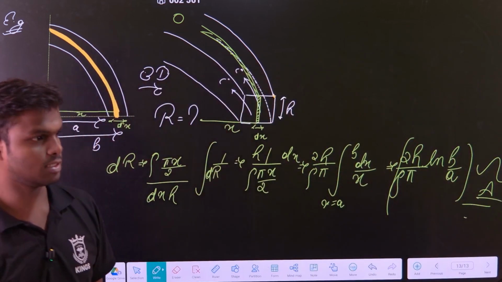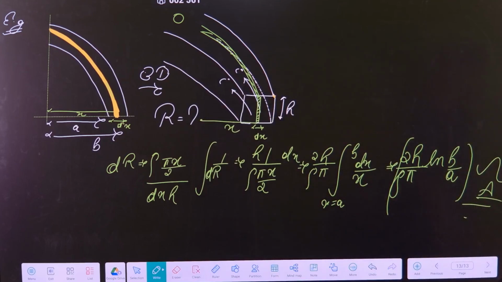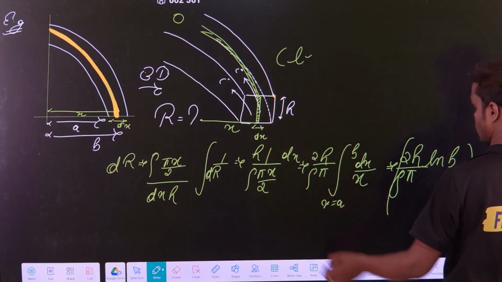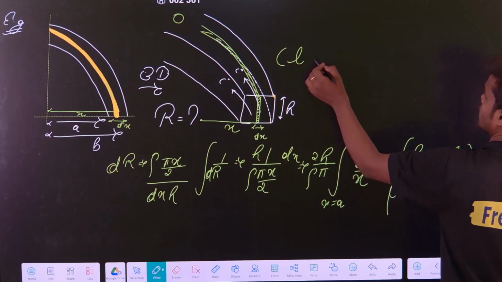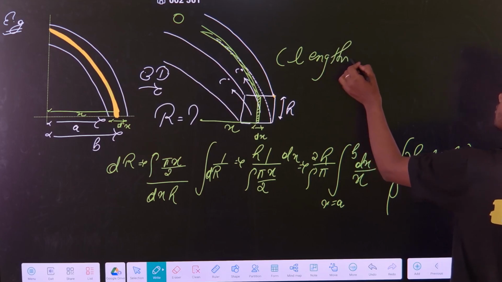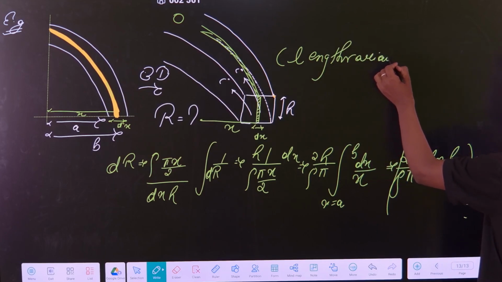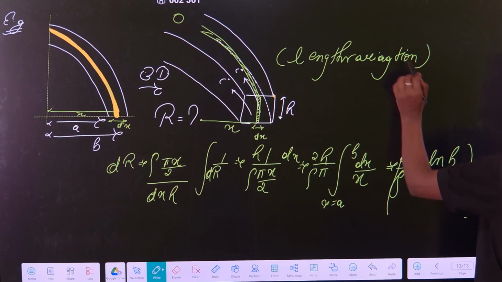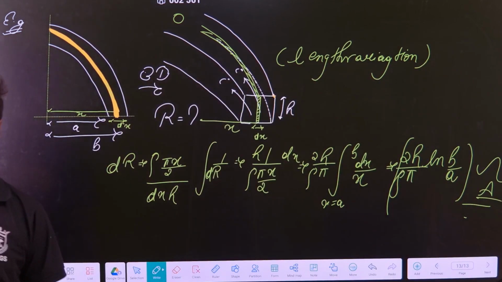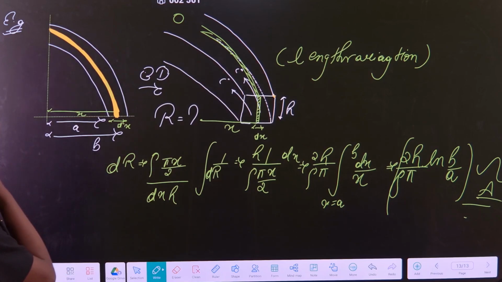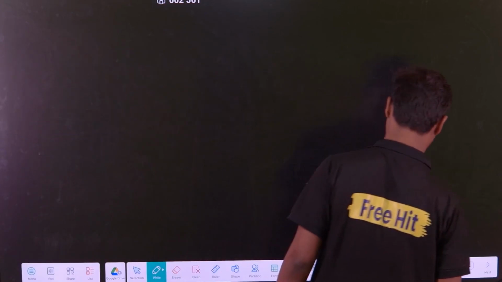I hope you got this. If you have any doubt, please tell me. Note it down. Do you understand this? Here we have a length variation. In the previous example, we have seen the area variation. Here the length is continuously varying. Clear? Any doubt? Let us move to another example.